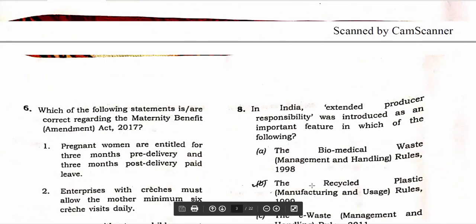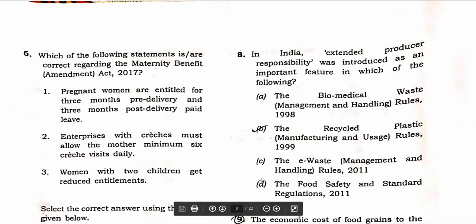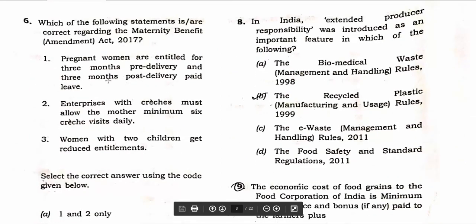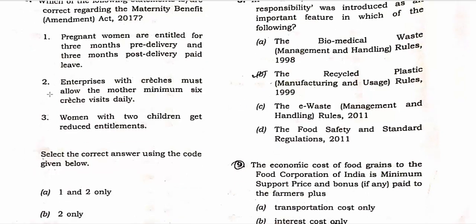Then we have, which of the following statements is correct regarding the Maternity Benefit Amendment Act 2017? Here, pregnant women are entitled to 3 months pre-delivery and 3 months post-delivery paid leave. We will keep this on hold. Second, enterprises with crèches must allow the mother a minimum of 6 crèche visits daily. This is actually wrong, because in the Maternity Benefit Amendment Act of 2017 it is actually 4 crèche visits daily. It's not 6. Women with 2 children get reduced entitlements.